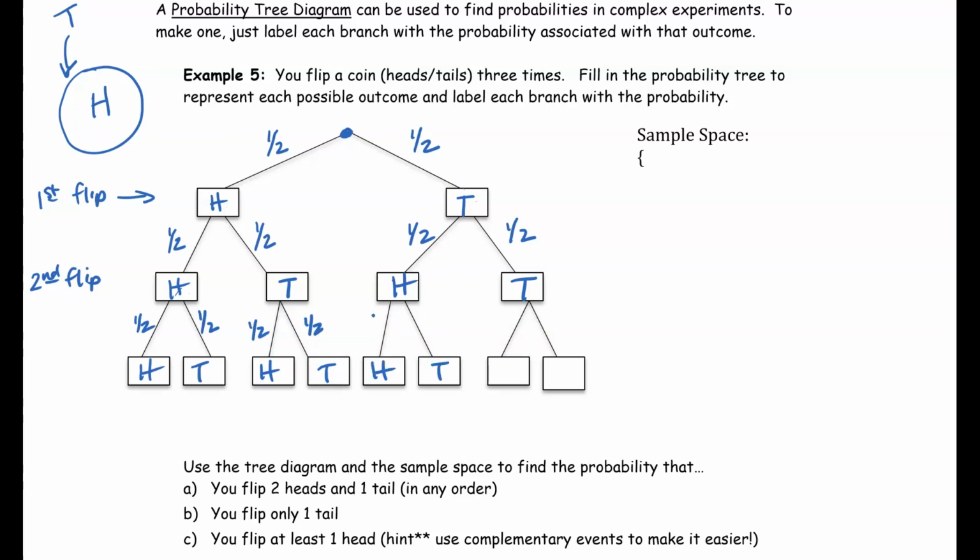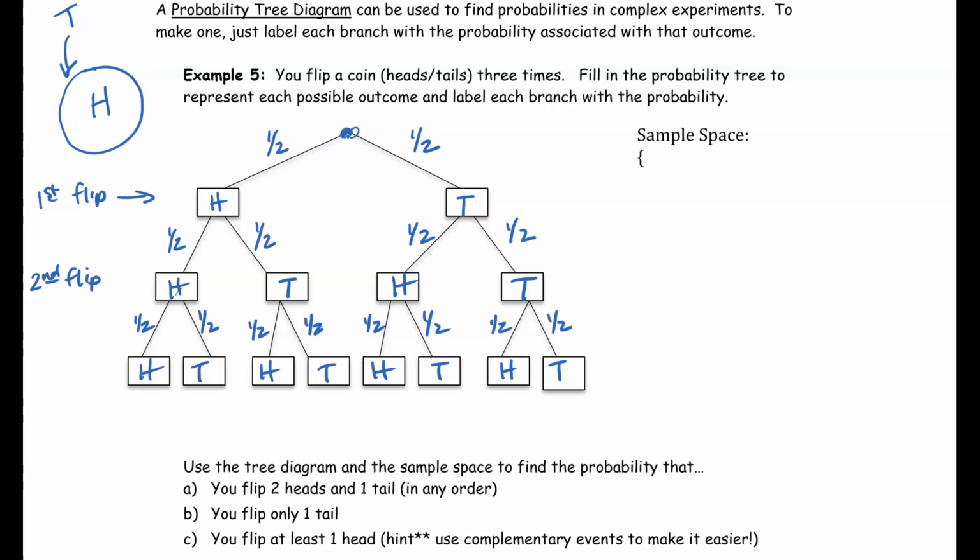I could get a head or a tail, and these are a half. I could get a head or a tail, and these are also a half. Now, what we could do here is write out the sample space, and that's a list of all the possible outcomes. So remember, you could just go down the tree.